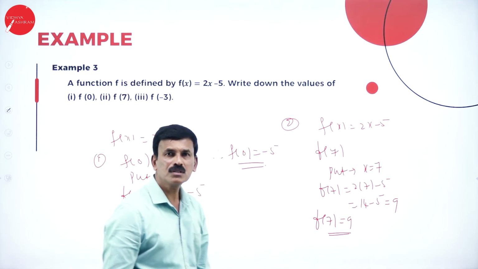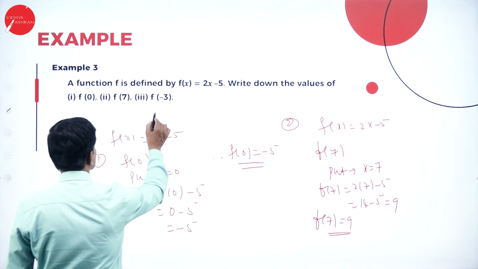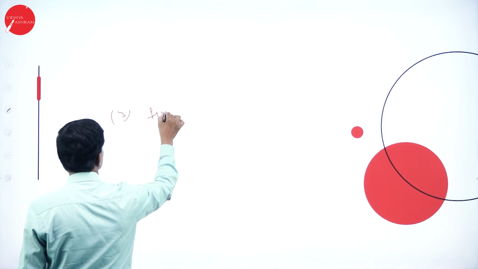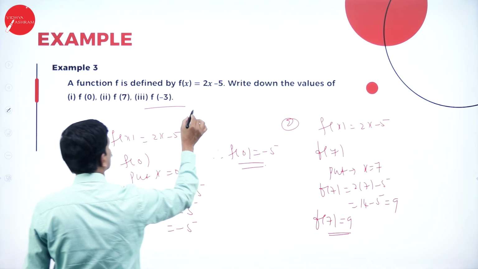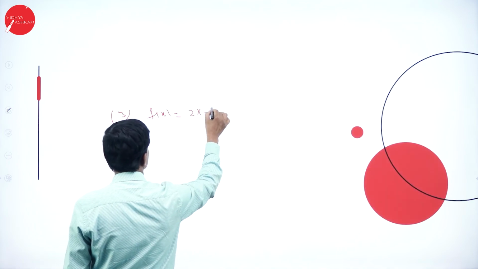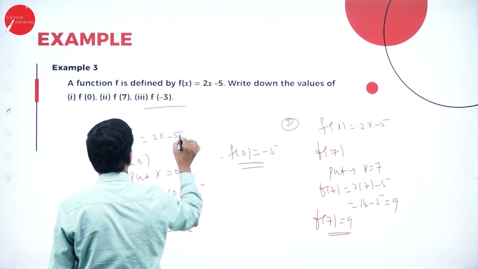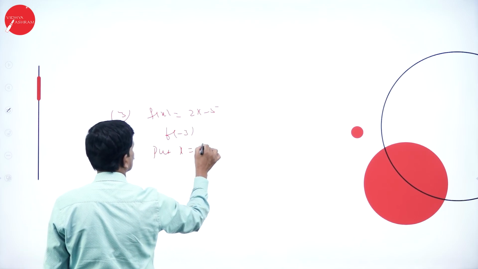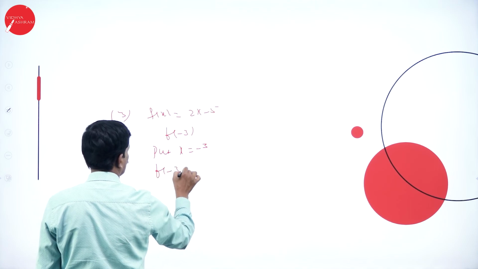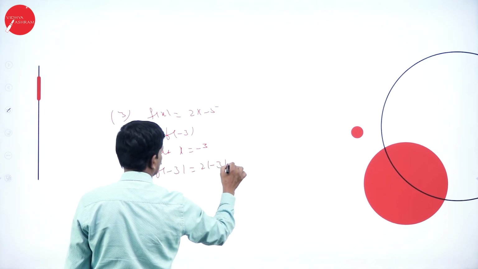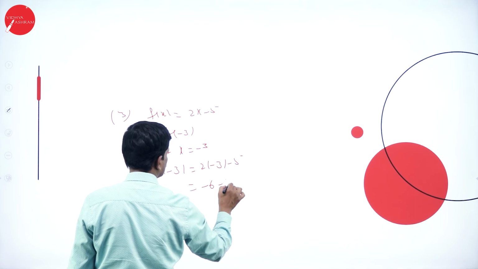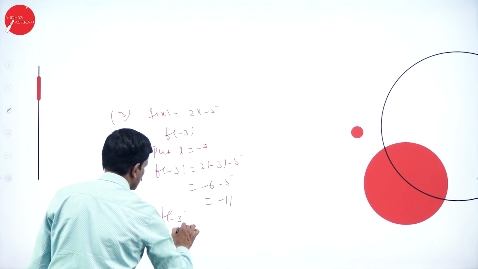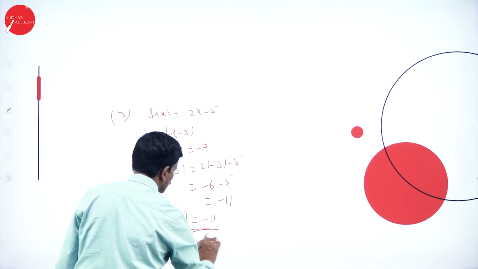Okay. Now the last one. What is f of minus 3? Now the third one. Since f of x is 2x minus 5, to find f of minus 3, put x is equal to minus 3. Then this becomes f of minus 3 is equal to 2 into minus 3 minus 5. Minus 6 minus 5 is minus 11. So therefore f of minus 3 is equal to minus 11.